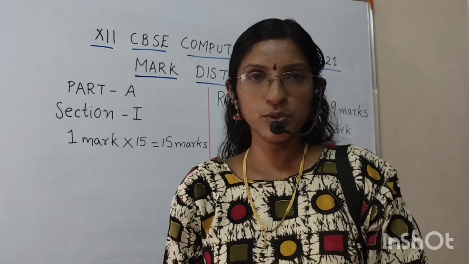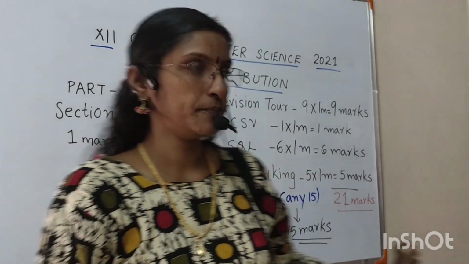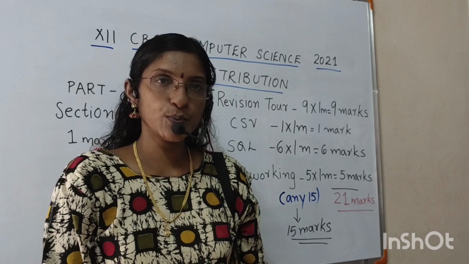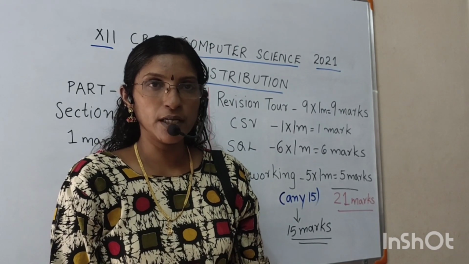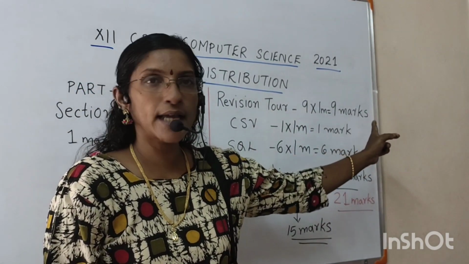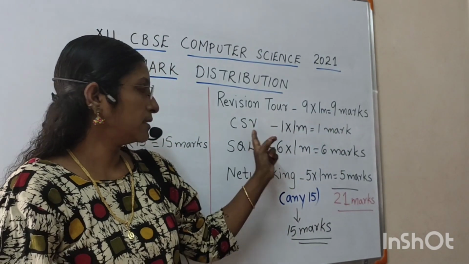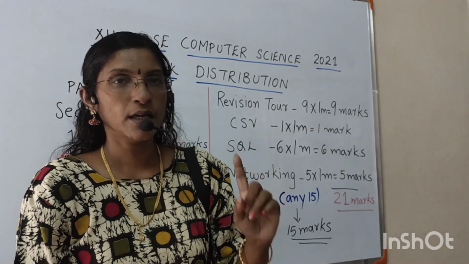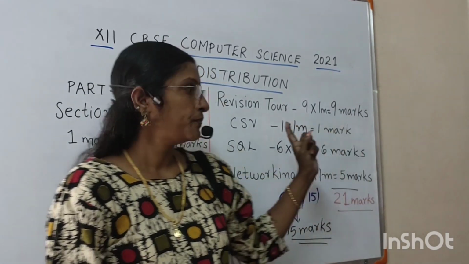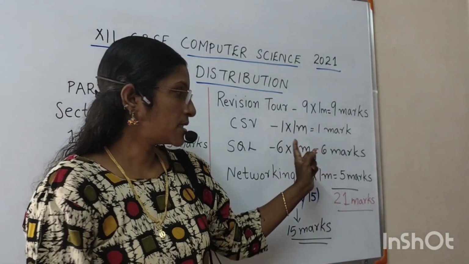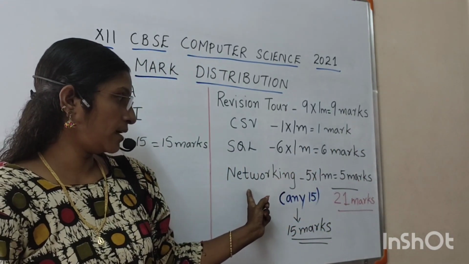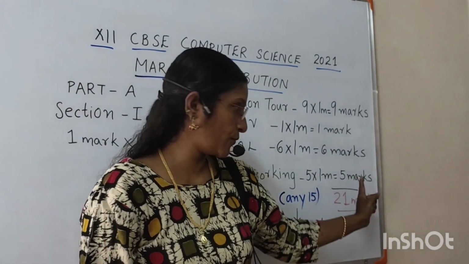So let us have a look at how the mark distribution is. From the revision tour portion, that is the +1 portion which we have already studied, based on that fundamental portion, there will be 9 questions of 1 mark, total 9 marks. In the second, that is the CSV part, 1 question of 1 mark will come. Then the SQL part, 6 one-mark questions, so total 6 marks. Networking, we have 5 one-mark questions, so 5 marks.